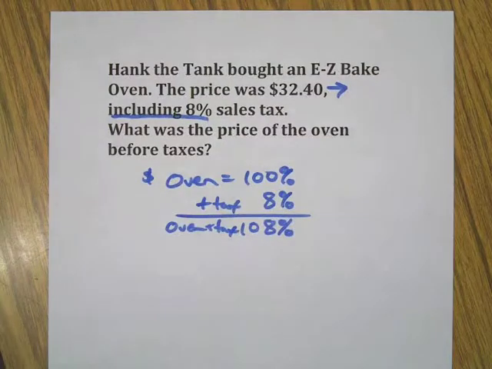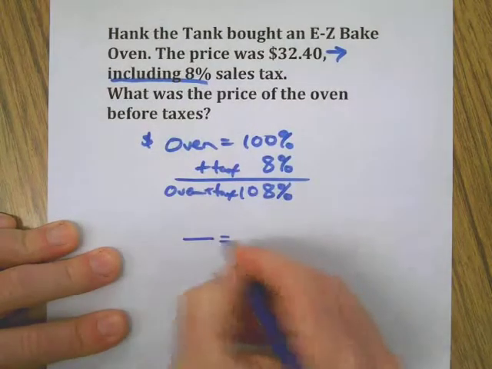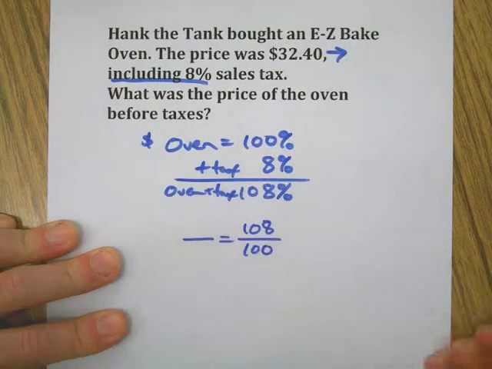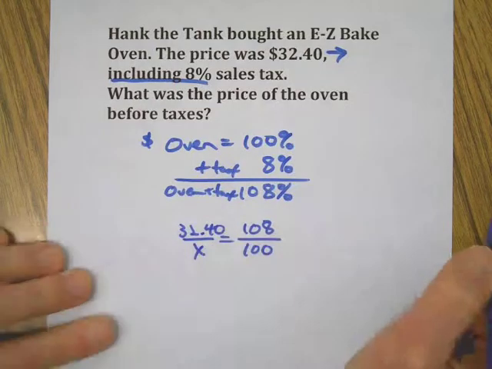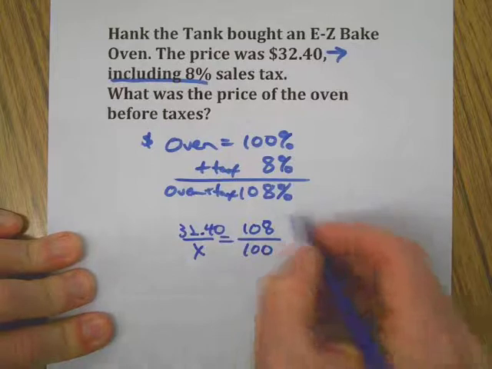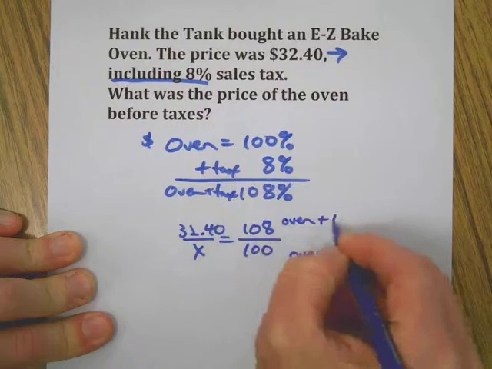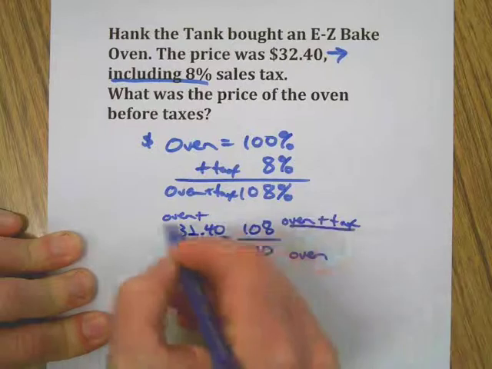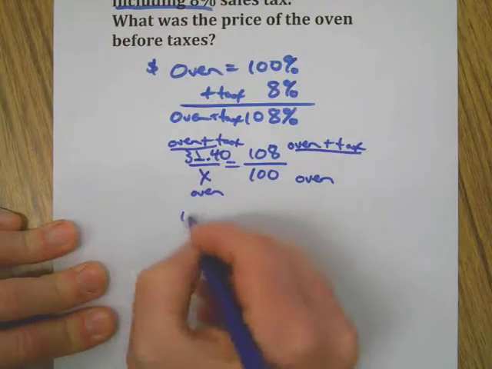Got the wrong pen here. That's not a good one. So when I'm going to set up and solve a proportion for this one, we're going to do it like this, right? 108 over 100 is the same as 3240 over x. And if we label everything, it makes perfect sense. 100 is the oven. 108 is the oven plus the tax. 3240 is the oven plus the tax. See how everything matches up here? And so x equals the oven. Whew, let's solve this one.